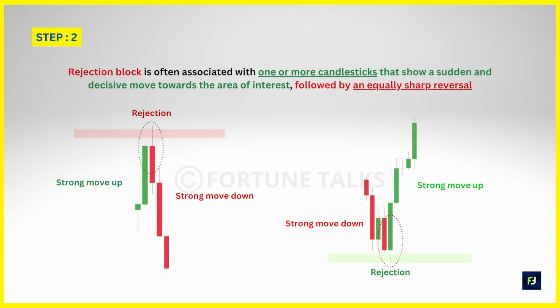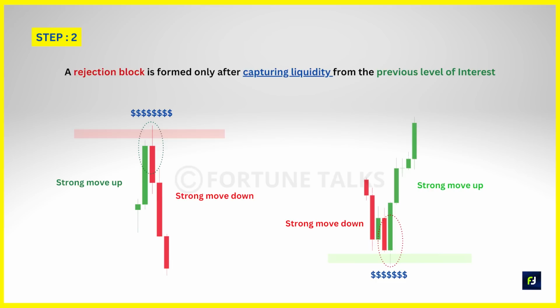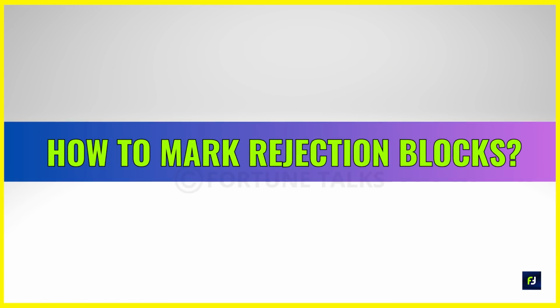The other point to note is that a rejection block is often represented by one or more candlesticks that show a sudden and decisive move towards an area of interest, only to be followed by an equally sharp reversal. This means that a rejection block is formed only after capturing the liquidity from the previous high or low, or equal highs or equal lows. So in price action, this is called a false breakout, and in smart money terms, this is called a liquidity sweep.